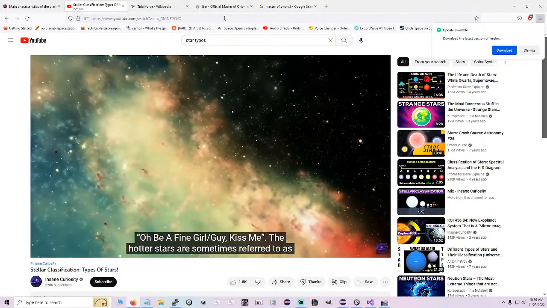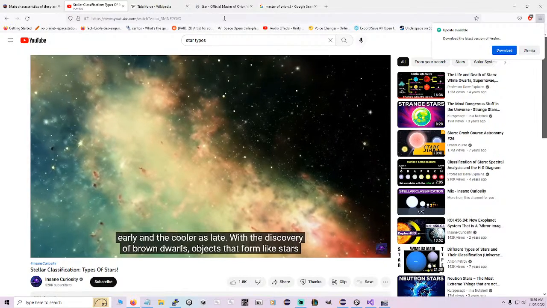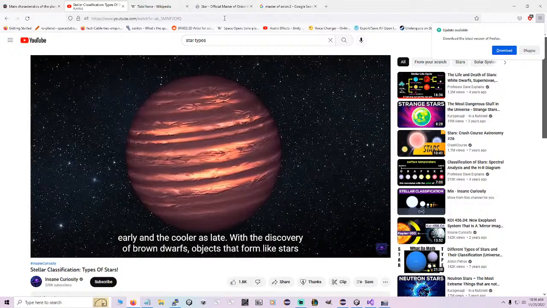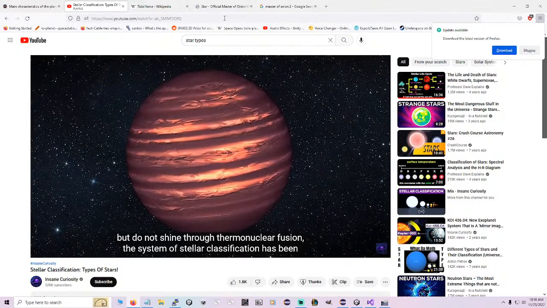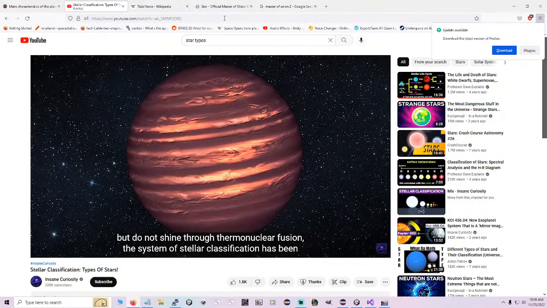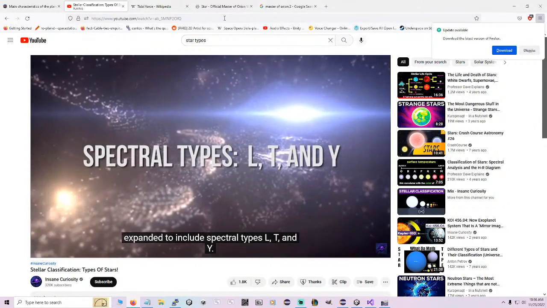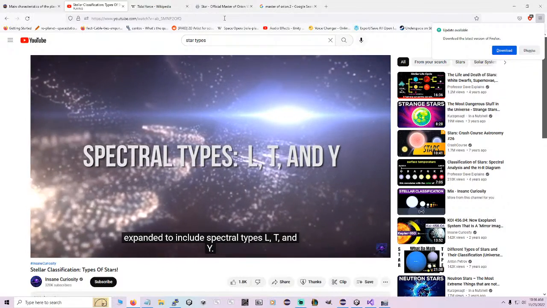The hotter stars are sometimes referred to as early, and the cooler ones as late. The discovery of brown dwarfs, objects that form like stars but do not shine through thermonuclear fusion, expanded the system of stellar classification to include spectral types L, T, and Y.